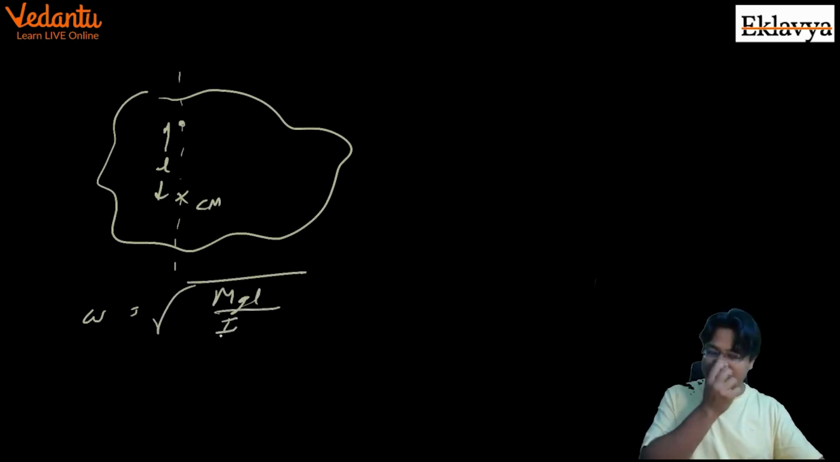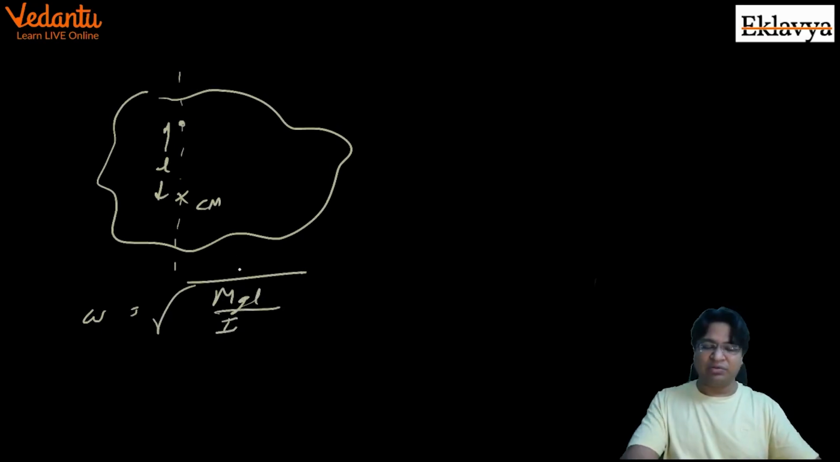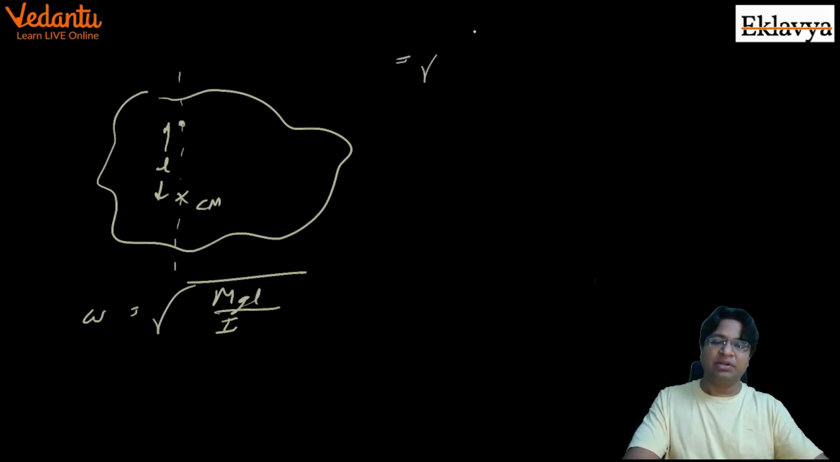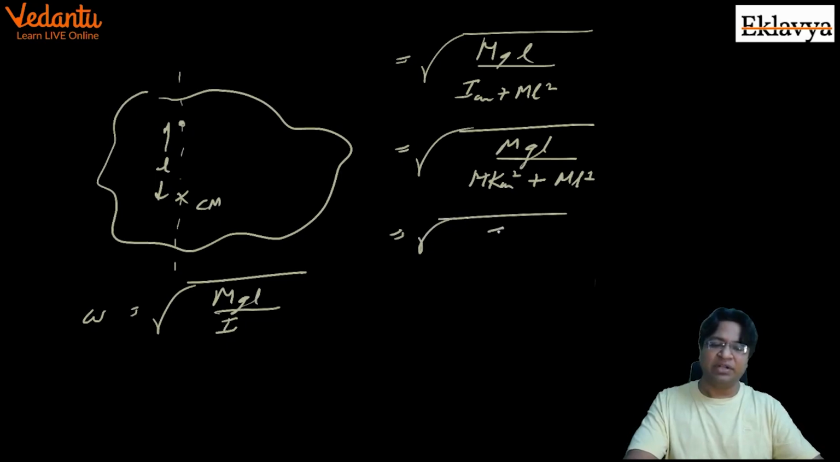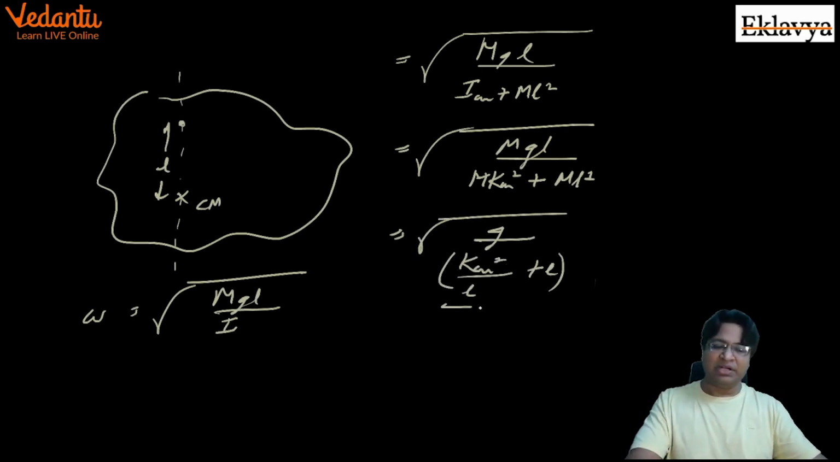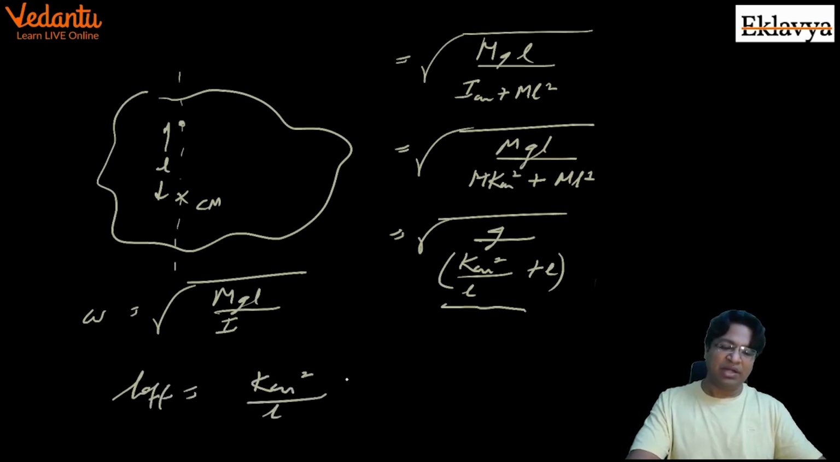It's not that I'm explaining, I'm mentioning the result so that you can know a few things. Now this can be written as mgl divided by I, and I can be written as ICM plus ml square. Then ICM can be written as mkcm square, where kcm is the radius of gyration. From here you see that m gets cancelled and we get g divided by kcm square by L plus L. This entire thing is called the effective length. So effective length is kcm square by L plus L.